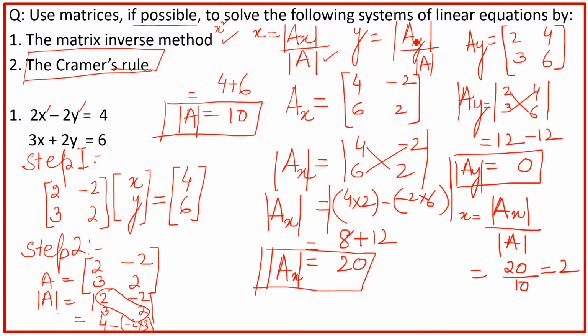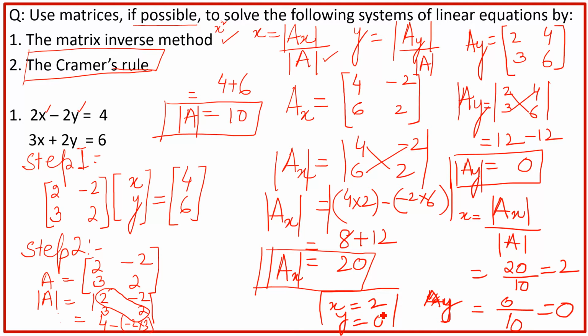Same thing for y. A of y is 0. So I will write down here y is equal to 0 divided by the determinant, which is the same 10. So which is equal to 0. So this is not a of y, this is only y. So y is 0, x is equal to 2, and y is equal to 0.